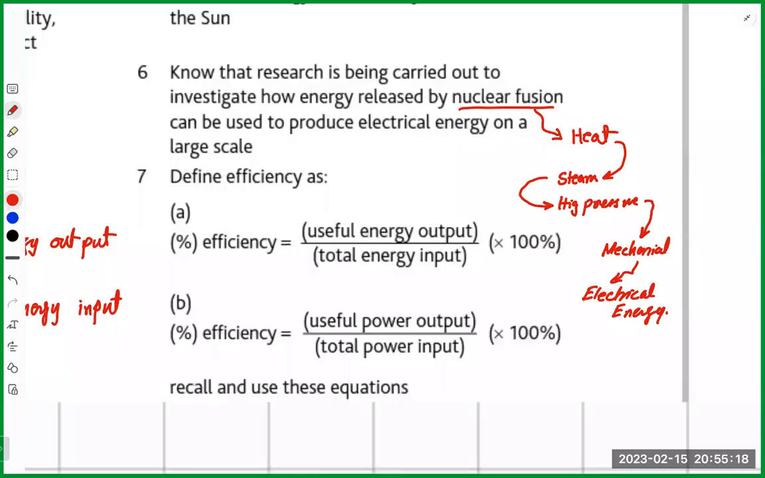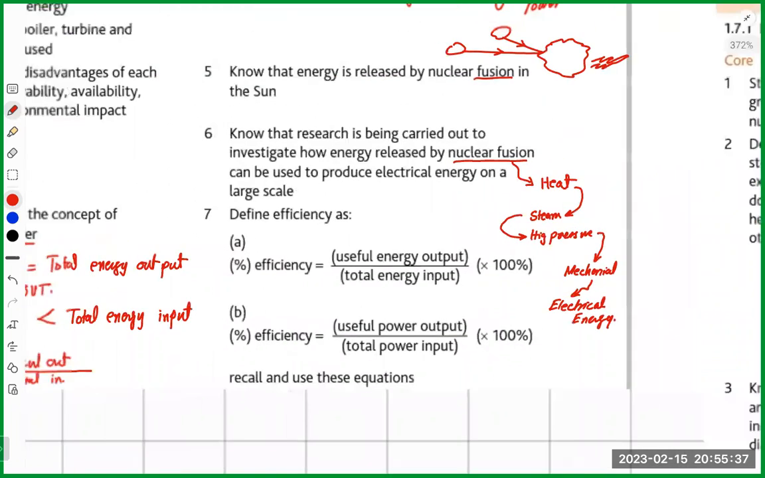We produce electricity by producing heat. Heat produces steam. Steam produces high pressure steam. And then high pressure steam goes into a turbine to produce mechanical energy, and that mechanical energy goes into a generator to produce electrical energy, and all other things are done. Okay.